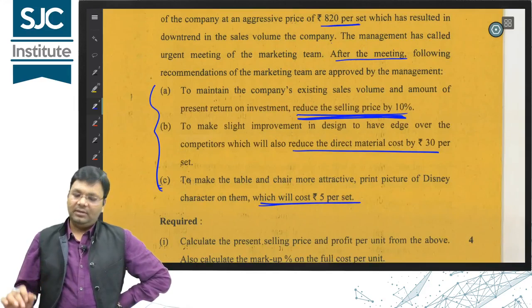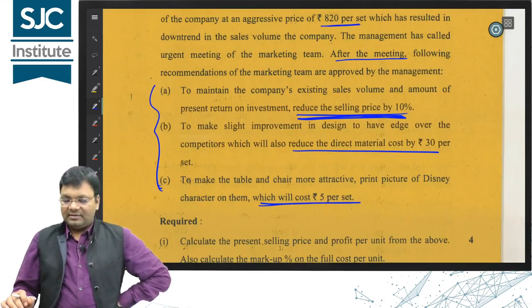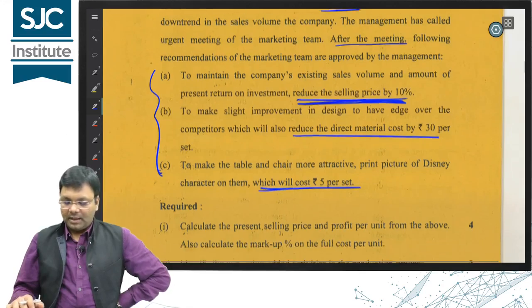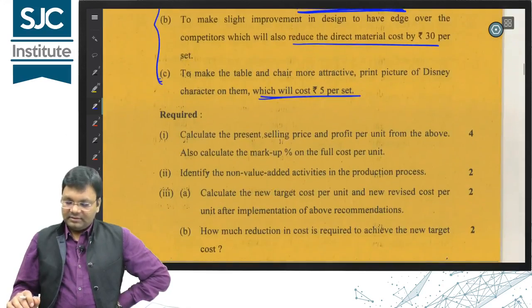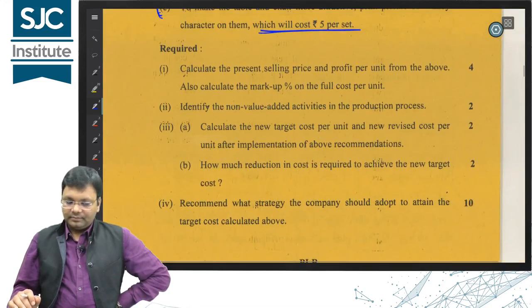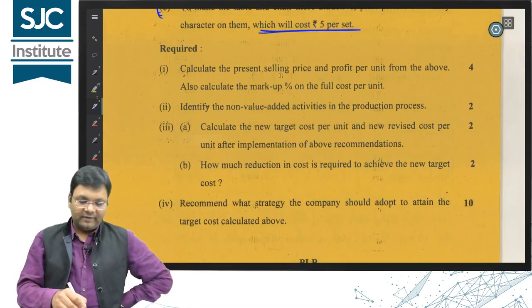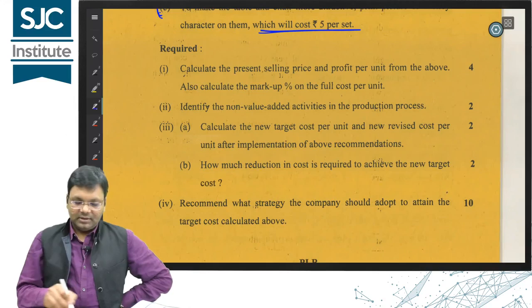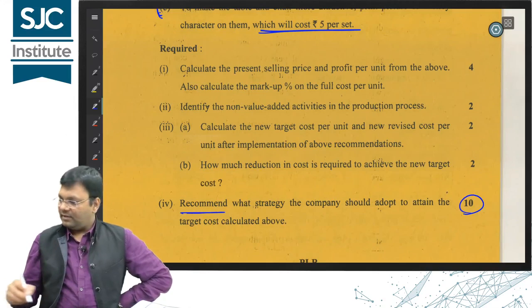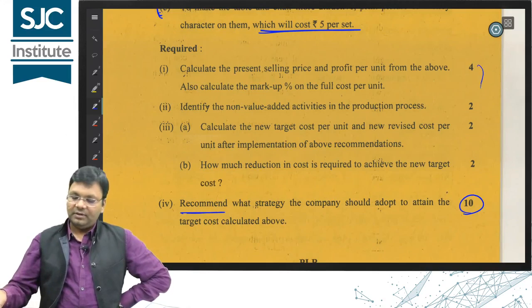So we will print Disney characters, so an extra cost of 5 will come into the picture. So first question is, you see this is a whole 20 mark question, and the part that you don't prefer is usually the recommendation, which is of how many marks? 10 marks, and the parts that you prefer are only of the remaining 10 marks.